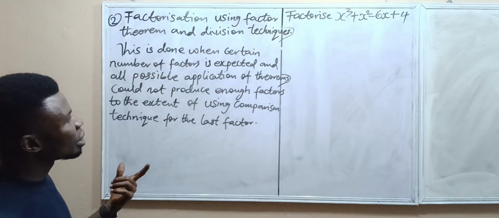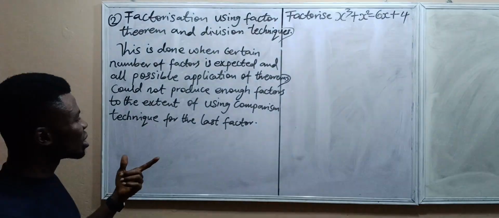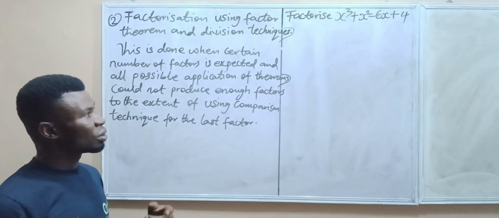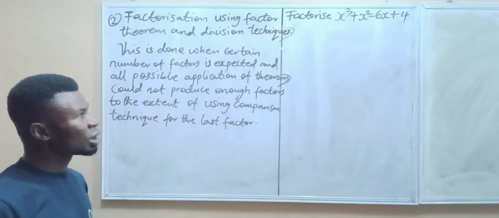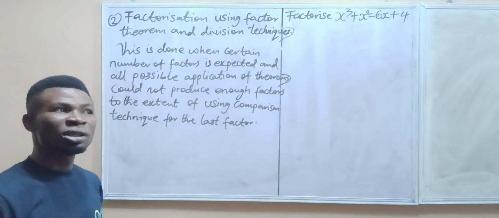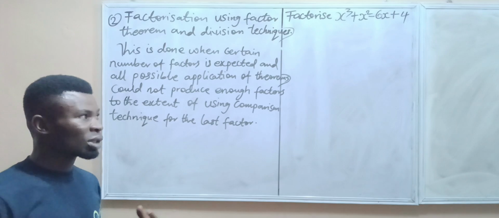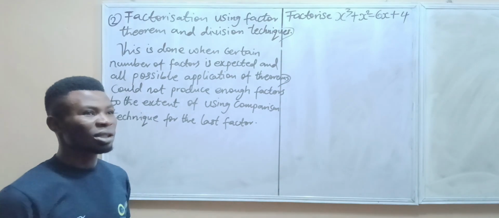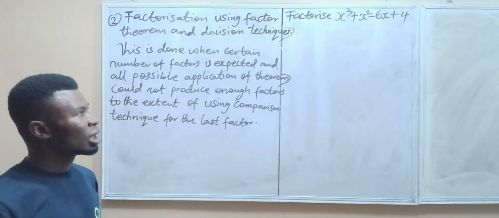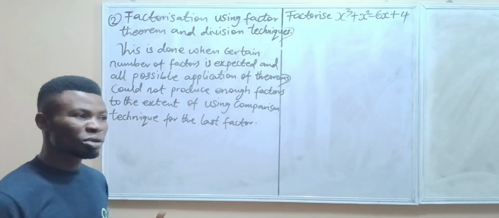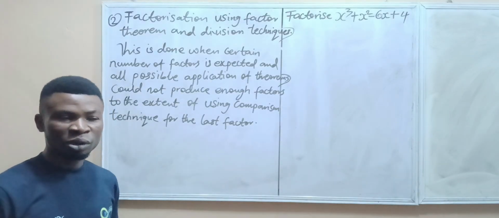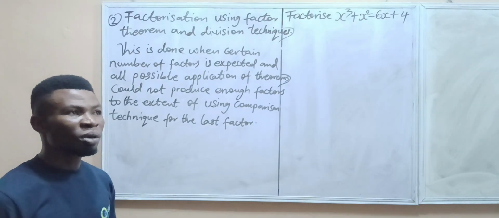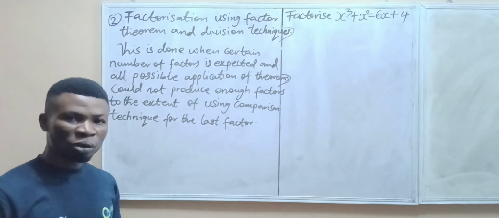So remember, when we are using the factor theorem, we first determine the first factor. If it is two factors we are looking for, we determine the first factor using the factor theorem, and then the last one we determine using the comparison method. And if it is three, we determine two using the factor theorem, and then the last one using comparison. But what if you are asked to get three factors, and the factor theorem could not produce two? Because before you can do the comparison method, you must have gotten two factors. If it is three you are looking for, you must have gotten two, and then do the comparison method for the last one. So what if the factor theorem could only produce one?